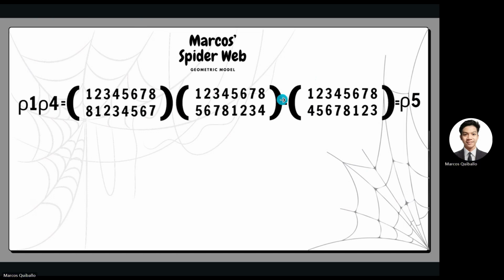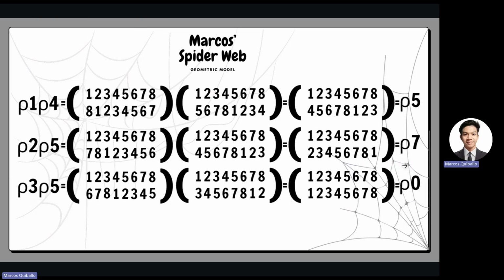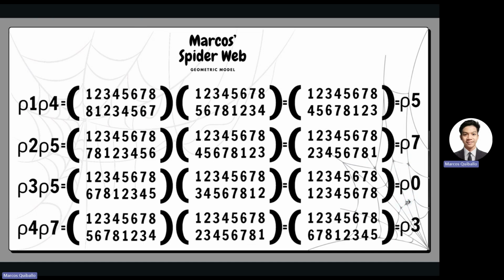So that is the process, how we can obtain the result. It is like the procedure of composite function, how composite function works. So if we multiply row 1 to row 4, it is equal to row 5. And row 2 multiplied by row 5 is equal to row 7. And row 3 multiplied by row 5 is equal to the identity, which is row 0. And row 4 multiplied by row 7 is equal to row 3.